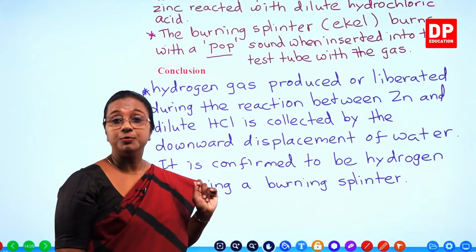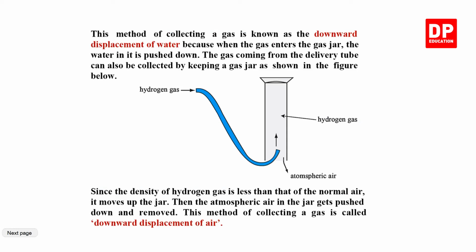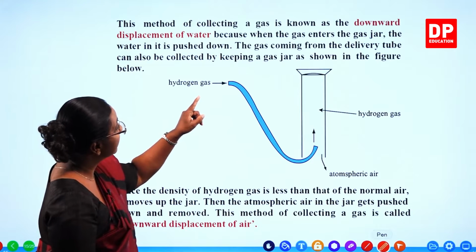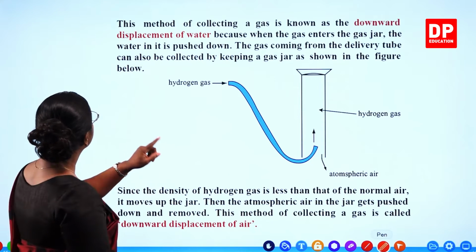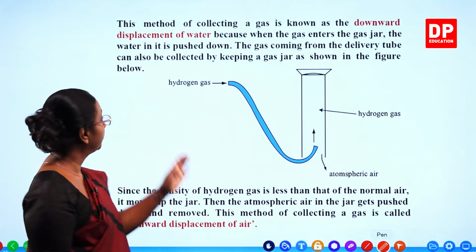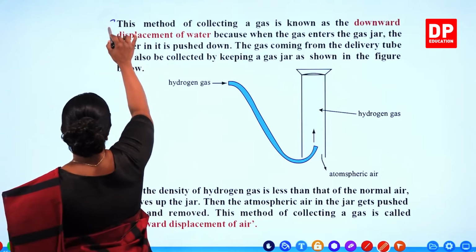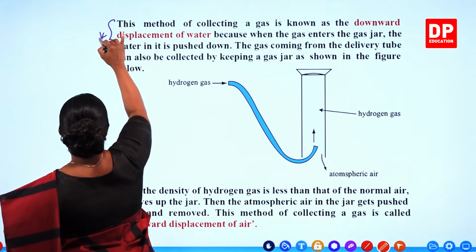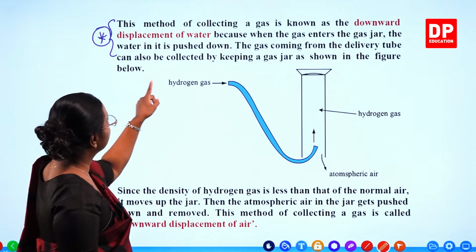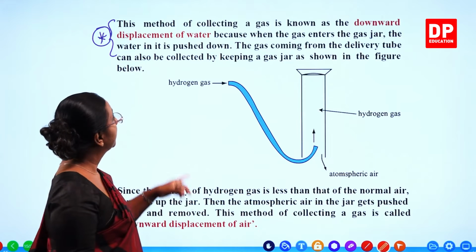With that, I will move on to the next slide. So here, this method of collecting a gas is known as the downward displacement of water because when the gas enters the gas jar, the water in it is pushed downward. So this is important. I have already explained this to you all. It is downward displacement of water.